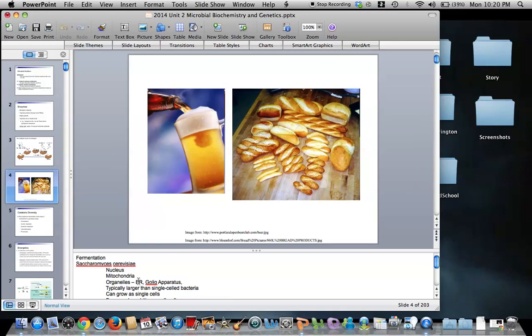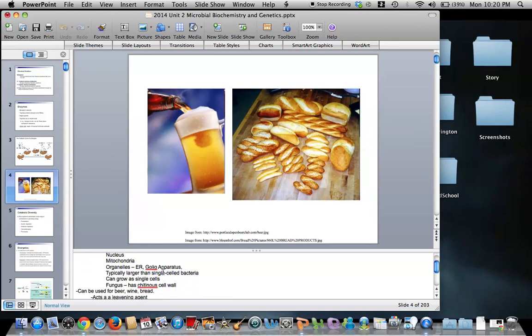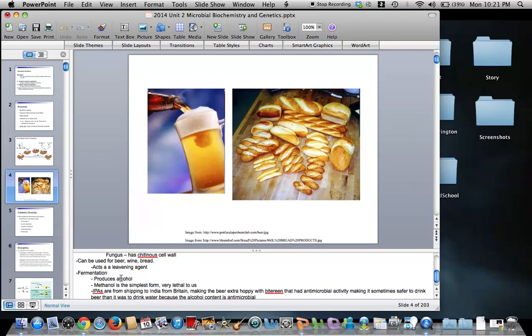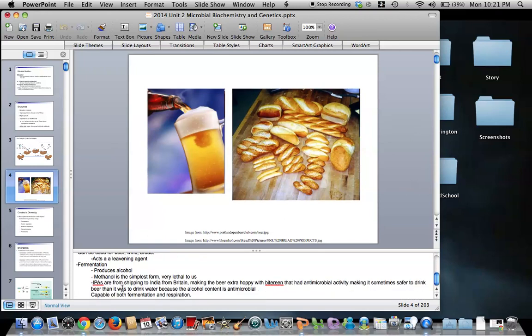It's a fungus, so it has a nucleus, mitochondria, and organelles, and it's larger than bacteria. It can grow as single cells. It can also have a diploid stage where two different strains of it mate. Chitin is in the cell walls. Yeah, none of this is important.